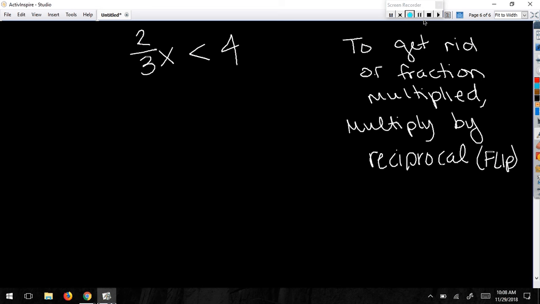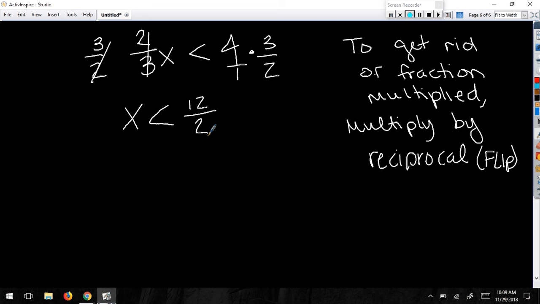I'm sorry. All right, so I got 2/3 x, right? So when I flip it, it becomes 3 over 2. So it's 3 over 2 times 4. Now, when I do this, the reason I do it is because the fractions cancel on the left, right? And so I have x is less than, remember, how do you multiply a fraction and a whole number? Top times top and bottom times bottom. So it's 4 times 3 is 12. She's getting ahead. 1 times 2 is, and now, 6.